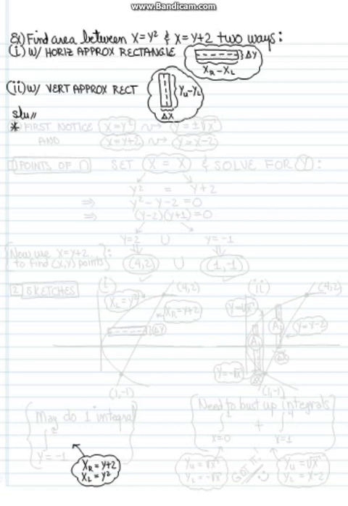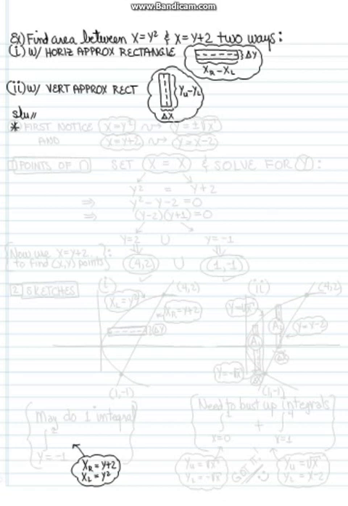Well, let's see. In the horizontal case, it's x right minus x left for the length and delta y for the width. But for the vertical approximating rectangle, it's delta x for the width and y upper minus y lower for the height, the length of the rectangle. But when do we do it?